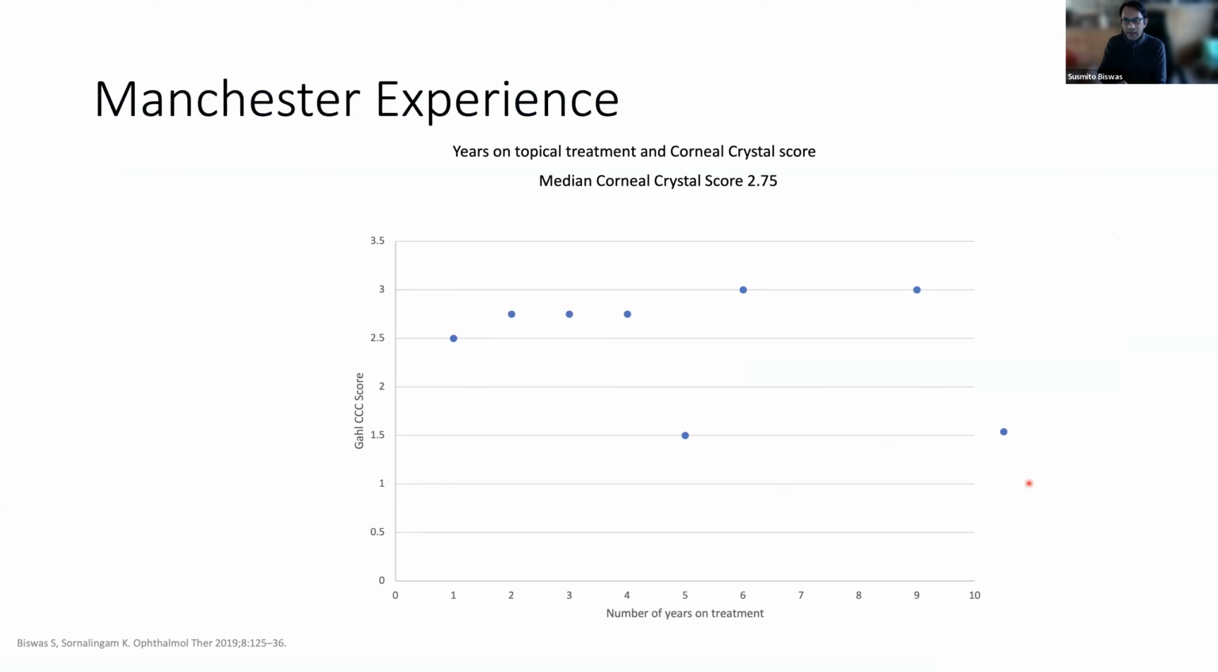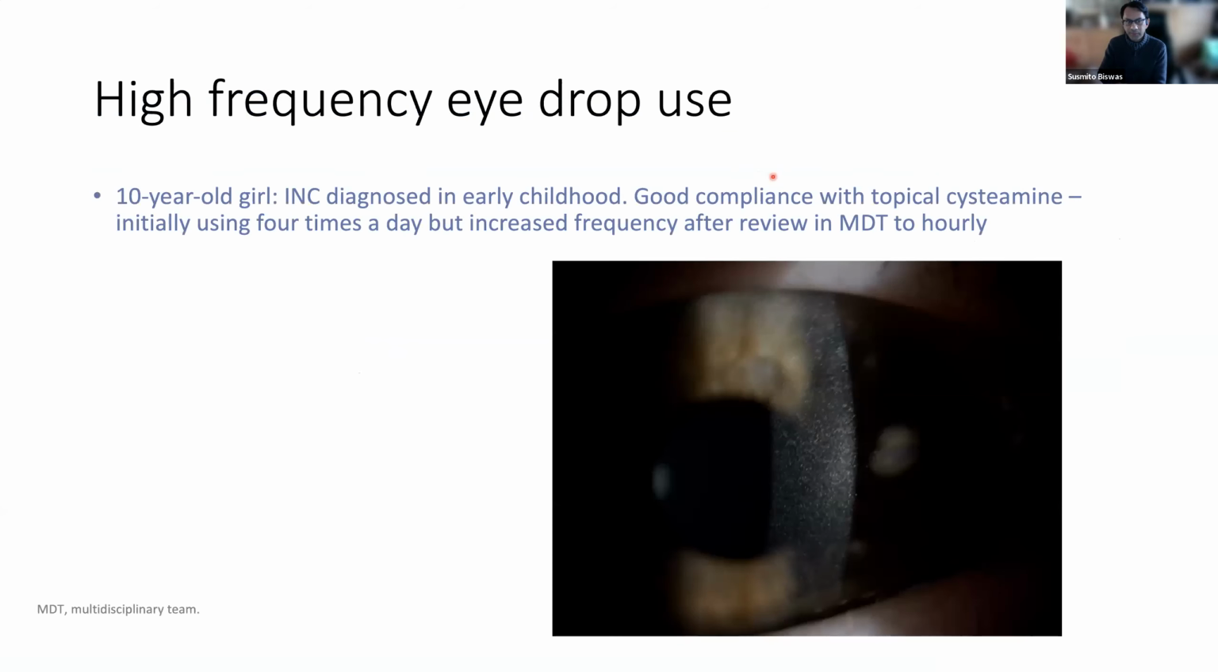In terms of how has this affected their corneal crystals? Well, not much. Most of the patients have actually got high levels of crystal in their corneas, so not much influence there. But this is an example of one child whose parents were very, very good at managing to get the eye drops in every hour. And so this is when she first came to us. You can see lots of crystals in her cornea.